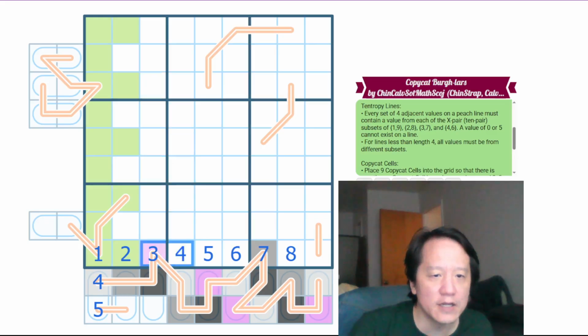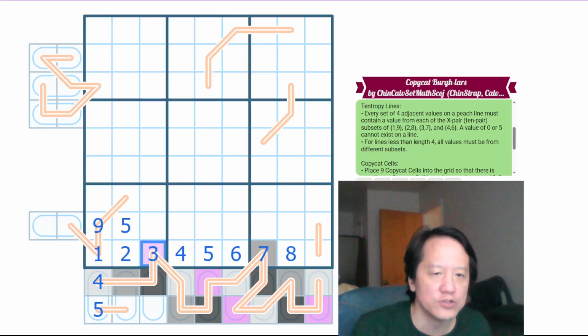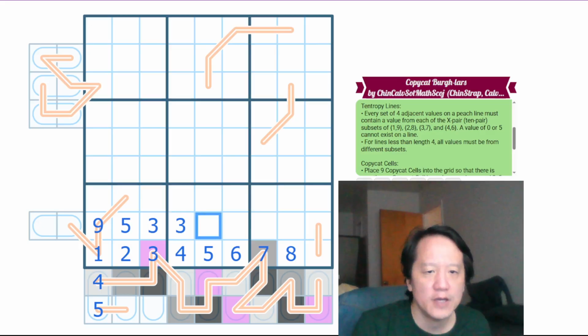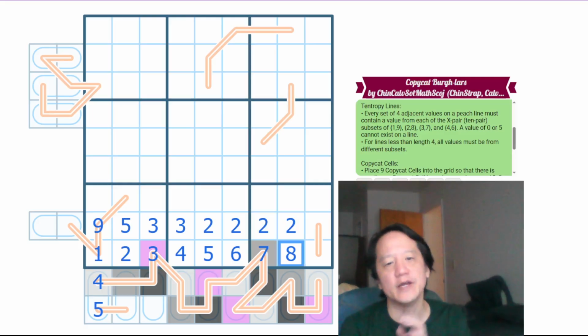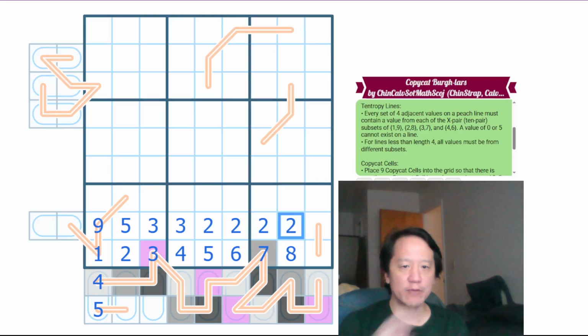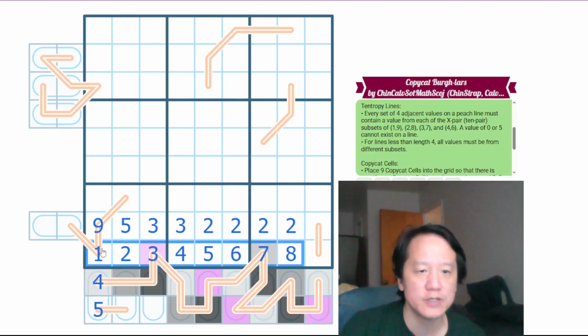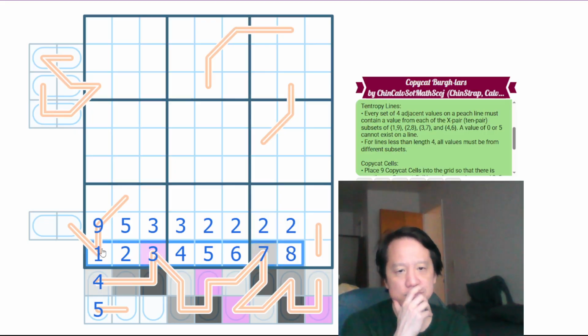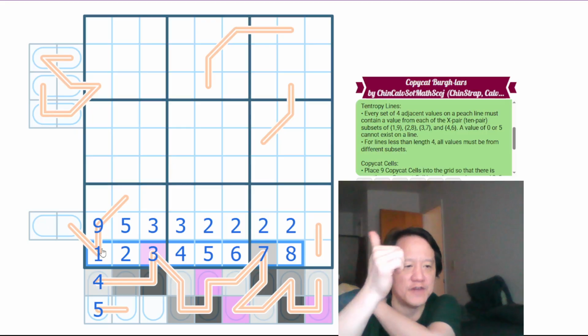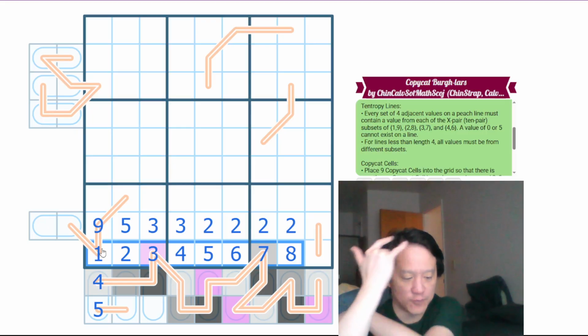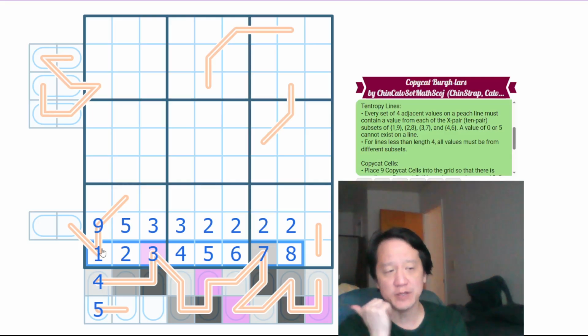So how many? Let's count how many digits we have. We have all 9 in for value 1. We have 5 for value 2. We have 3 for value 3. 3 for value 4. 2 for value 5. 2 for value 6. 2 for value 7. 2 for value 8. And we are guaranteed to have these values somewhere in row 9. So that means the value of 5, 6, 7, and 8 for the tens digit is always going to be 1.